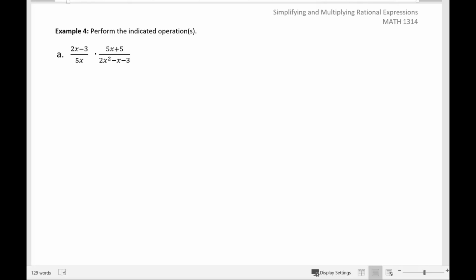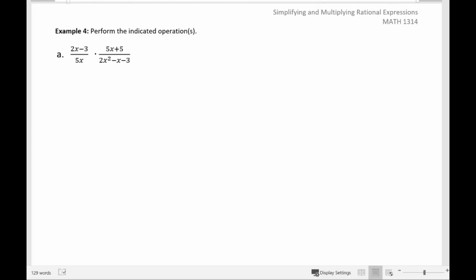Let's get ready for some multiplication of our rational expressions. This is going to take the concept of simplifying our rational expressions to the next level. So what we need to do is, again, factor all the numerators, the tops, and all the denominators, the bottoms.